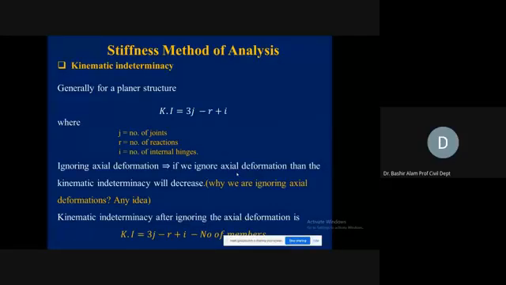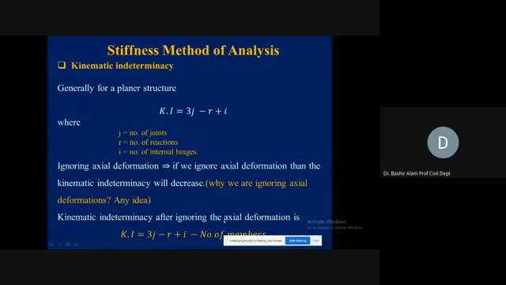But generally for a coplanar structure, you can use this equation, kinematic indeterminacy, which is denoted by Ki. It is equal to 3j minus r plus I, where j is equal to number of joints, r is equal to number of reactions, and I is the number of internal hinges. Now, sometimes we ignore the axial effects. Why we are ignoring? Because those are negligible. So if we ignore the axial deformation, then the kinematic indeterminacy will decrease. Now, why we are ignoring the axial? So again, I give you the answer, because they are negligible.